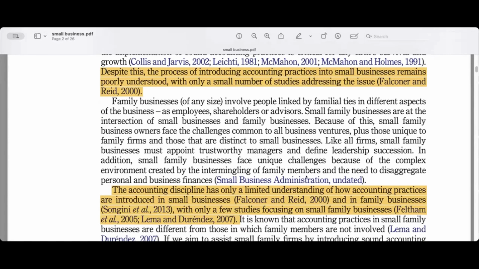Now he's coming back to accounting discipline, but he's now going to link it to small family businesses. Accounting discipline has only limited understanding of accounting practices, how accounting is introduced in small businesses. So when we talk about accounting discipline and accounting practices in small business, we don't know much there. And in family businesses, only a few studies.